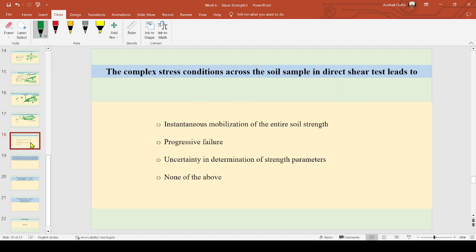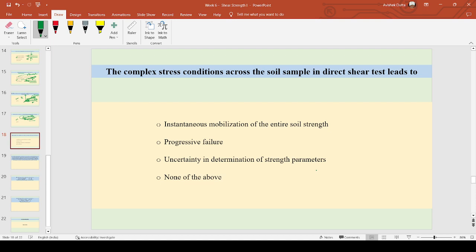The complex test conditions across the soil sample in a direct shear test lead to... Because the stress conditions are complex, the soil sample does not fail at once. It takes time to fail as per the incremental values of shear stress induced in the soil sample due to the applied shear force. So the first option is wrong, because instantaneous mobilization of the entire soil strength means the soil sample fails all at once. It doesn't happen.